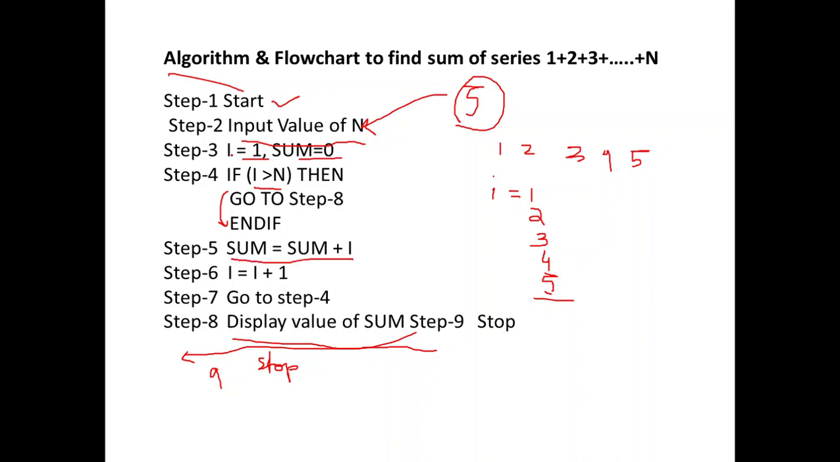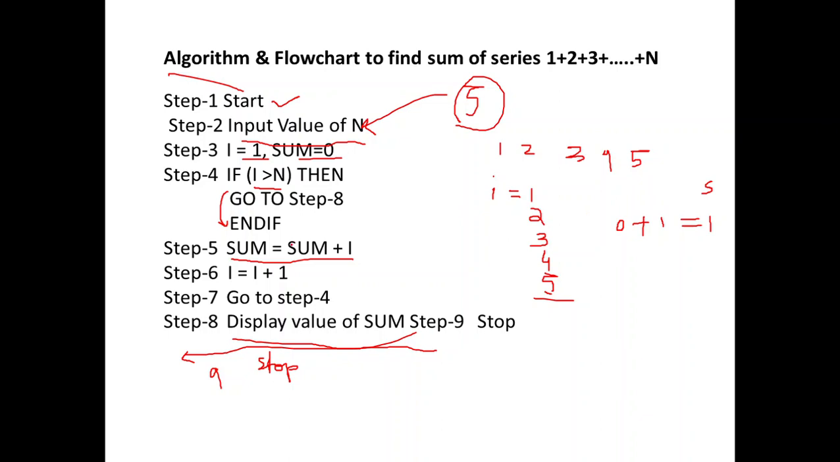Here it is given as sum equal to sum plus I. So this is I, right? Sum equal to sum plus I. First of all we initialized the sum as 0, and now sum equal to sum plus I, that means 0 plus... the sum value is 0 and the I value is 1. So now the sum value will be 1.